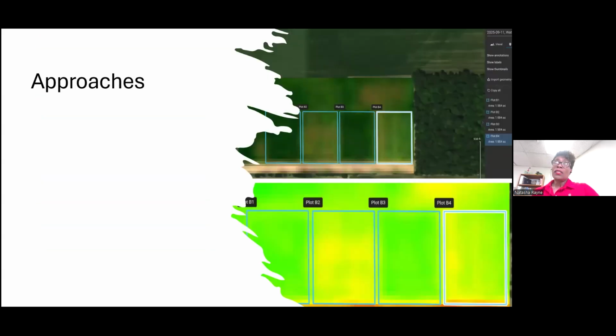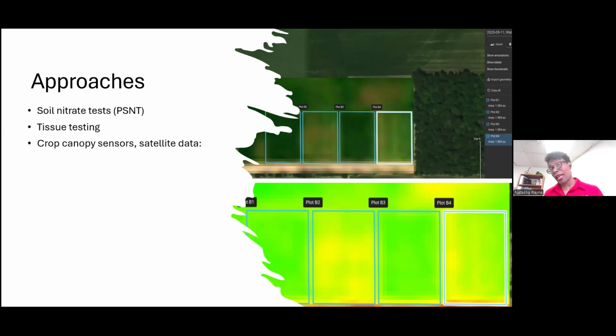In general, there are some traditional approaches to estimating nitrogen availability or crop nitrogen status. We have the soil nitrate test, an example of which is the pre-sidedress nitrate test. We have tissue testing, just to see where we're at with nitrogen levels, whether you're deficient or not. We also have crop canopy sensors and satellite data that have been used to assess overall crop health.